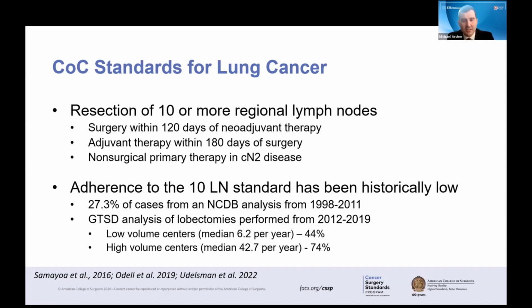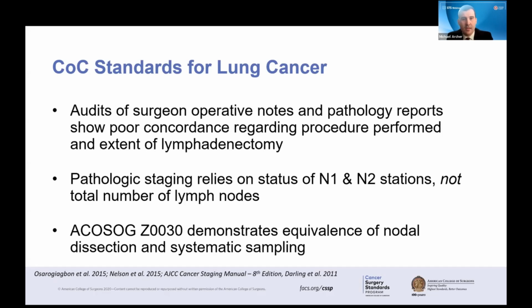On a more recent analysis of lymph nodes performed during lobectomy from the STS General Thoracic Database, this noted some improvements, with up to 44% attaining 10 or more lymph nodes at the time of lobectomy in low volume centers, and then up to 74% in high volume centers. Statistics that are improved, but a bit surprising given these are from General Thoracic Surgery database participating institutions.